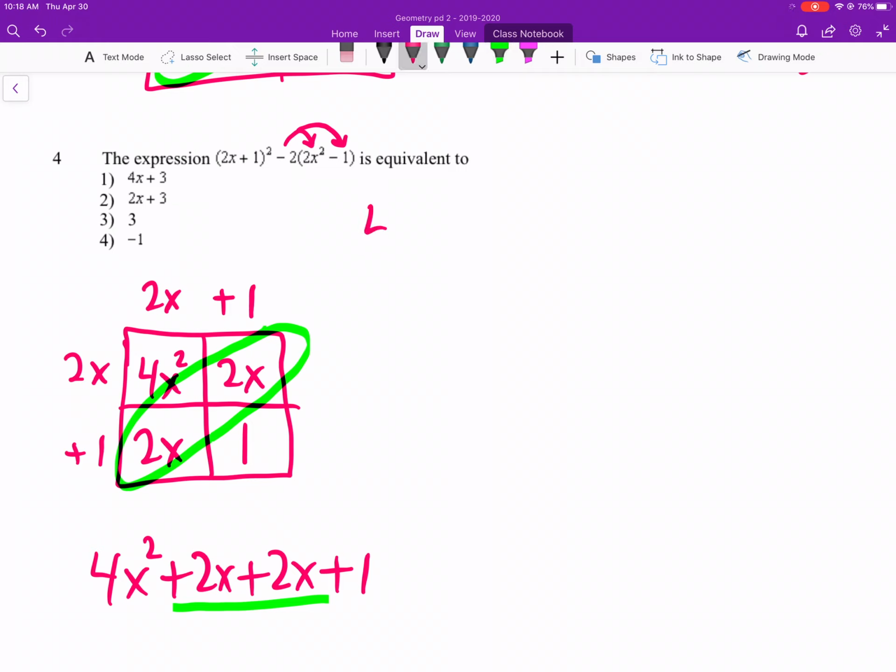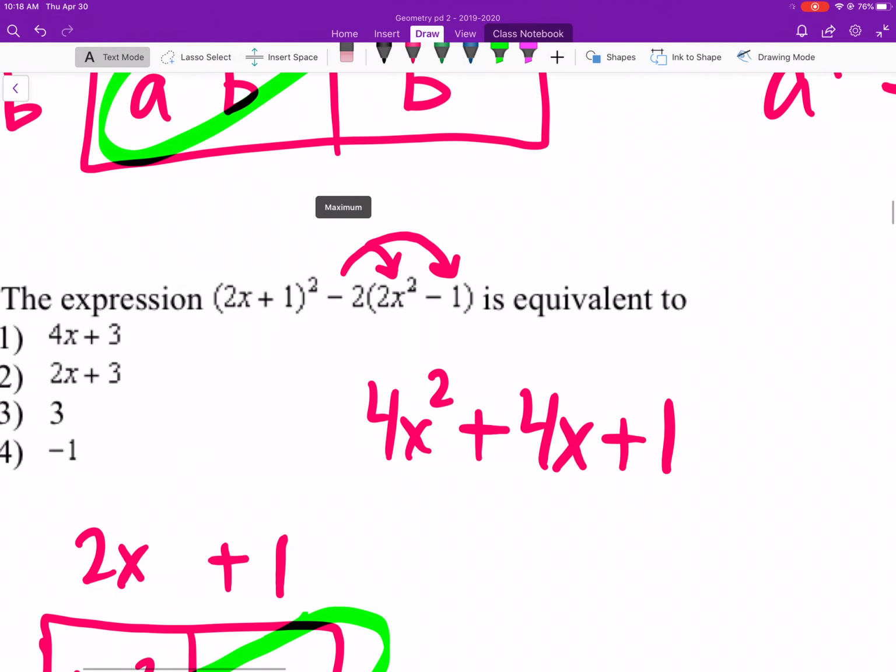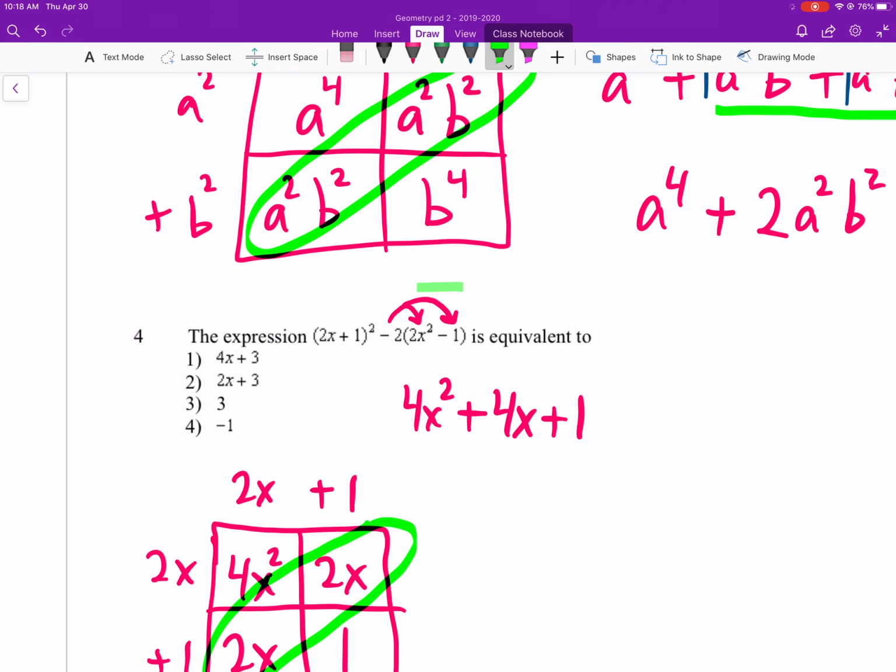So what you have is 4x squared. Let me start this more to the left. This is going to be a pretty lengthy expression to start. 4x squared plus, when you combine 2x and 2x, you get 4x plus 1. Now, the distributive property. So our focus is here. We have to focus on this section. We took care of that binomial squared in front. Now you have that distributive property there.